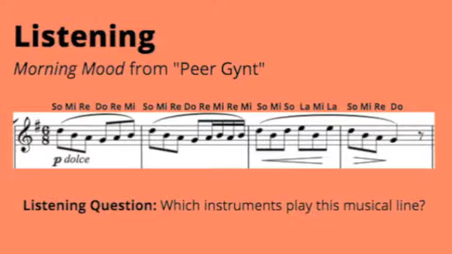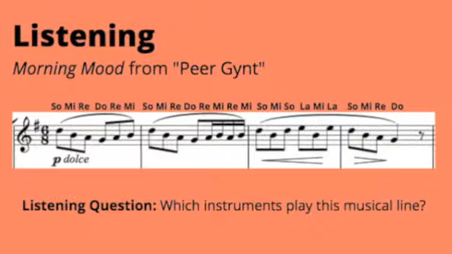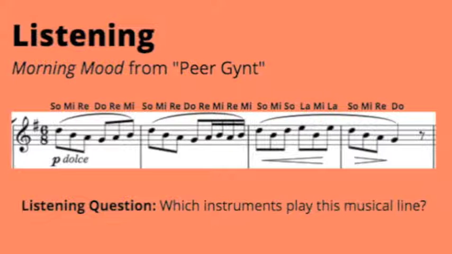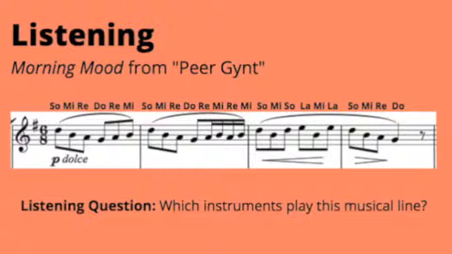The first thing I want you to notice is the time signature. This piece is in a time signature called 6/8. That's 6 beats per measure. Eighth note gets the beat. And what that does is makes it very light and dance-like. So it'll go 1, 2, 3, 4, 5, 6. 1, 2, 3, 4, 5, 6.